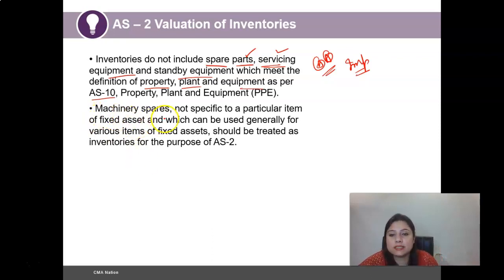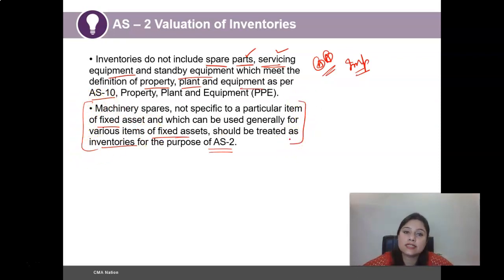Further, machinery spares, which are not specific to a particular item of fixed asset and which can be used generally for various items of fixed assets, should be treated as inventories for the purpose of AS 2. So as we all know, what is the criteria for defining a particular asset? That asset is being used in the business in order to manufacture the final product which will further be sold by the business in order to generate revenue.